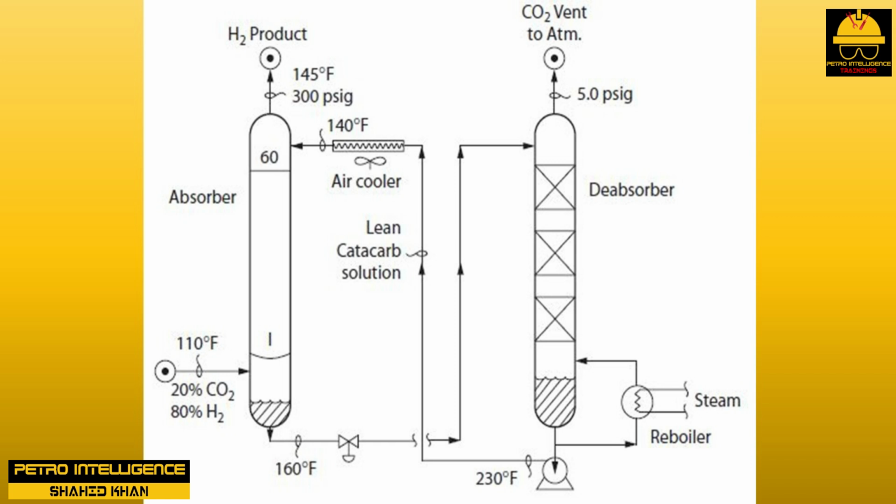He shut off one of the 4 aerial cooler fans on the lean catacarb solution as shown in picture, which helped a lot. So, he shut off, one by one, over a period of days, all the aerial cooler fans. The absorber became quite hot, and the CO2 dropped to 0.5% in the H2 product.